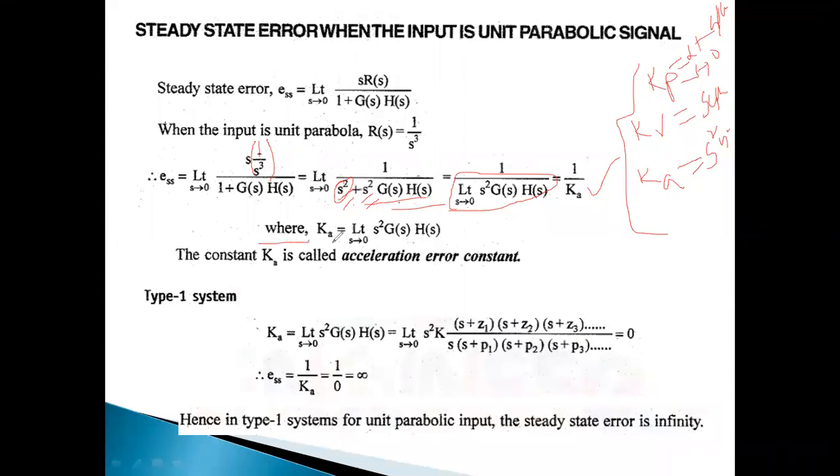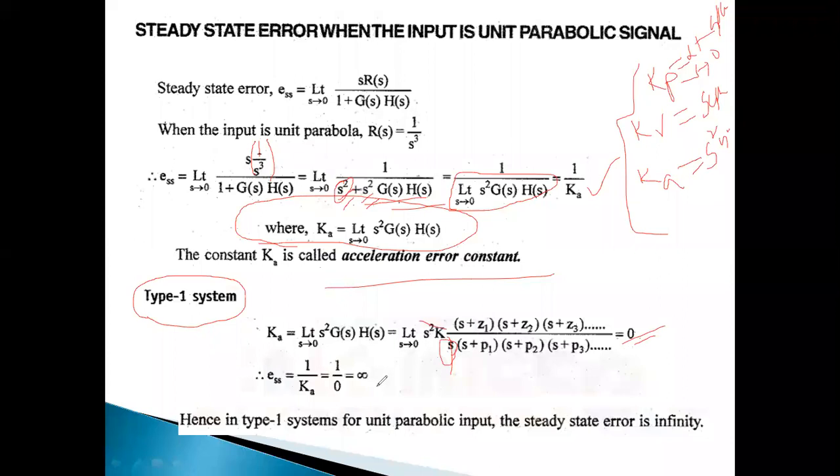Okay, so whereas the acceleration error constant becomes limit s tends to 0, s square into G(s) into H(s). This is called the acceleration error constant. If we test for a type 1 system, and also for a type 0 system, you will get the same answer. Type 1 means one pole is present in the denominator, so this s and s get cancelled. If we substitute s equal to 0 here, you will get 0. The acceleration error constant is 0, whereas the steady state error becomes infinity.